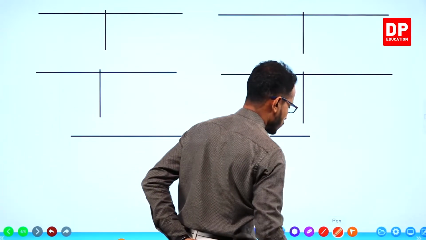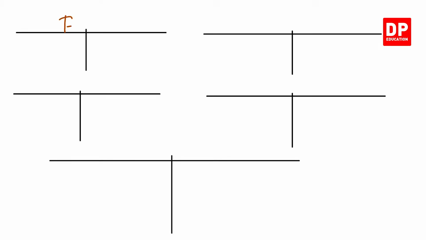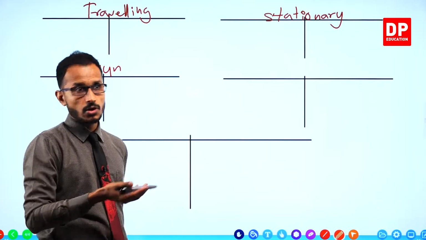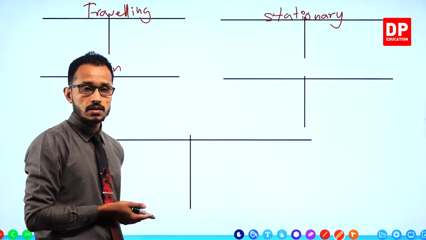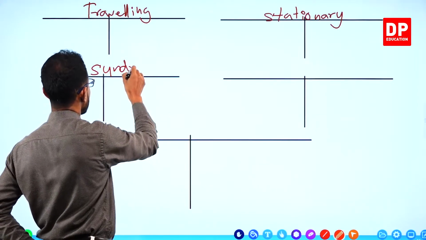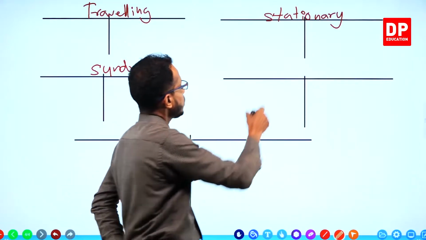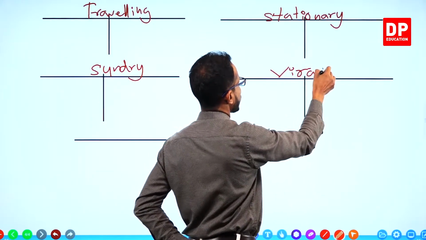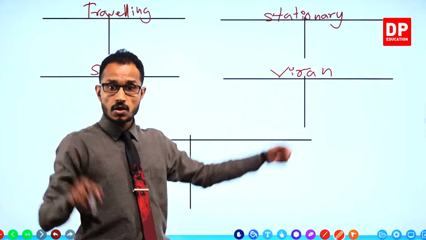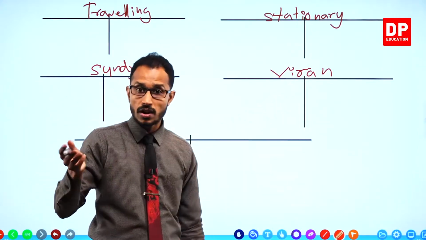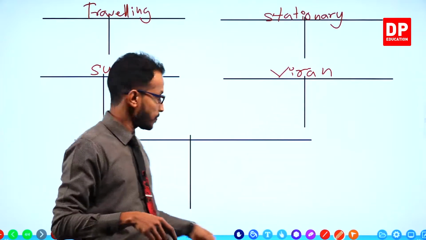Let's name them. Traveling, stationery, sundry. For the analysis columns, each analysis column needs a separate T account or ledger account. Then Viran. This is for the ledger account column. It should not be named as ledger account.